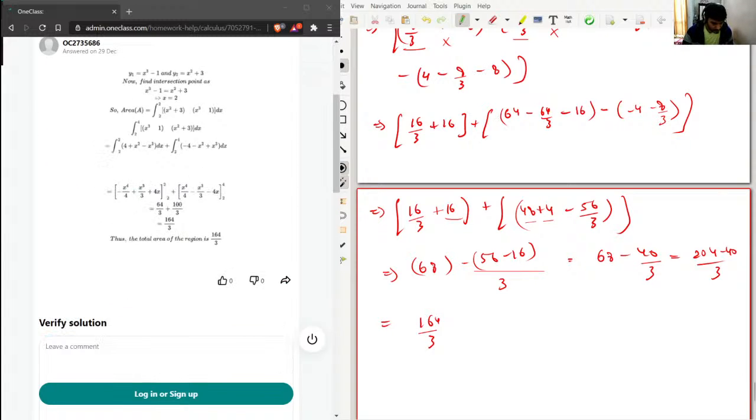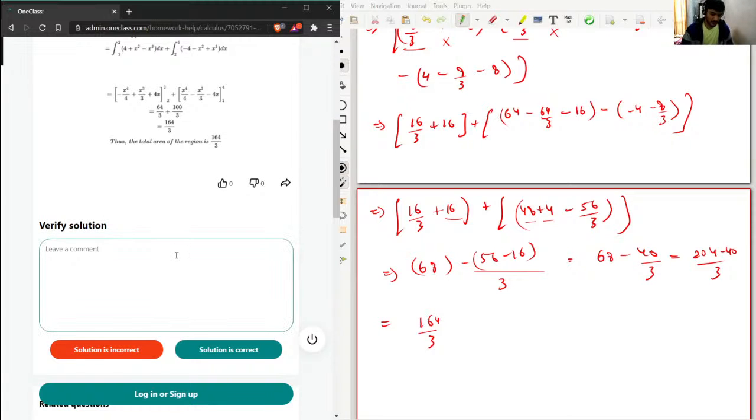So let's check the solution given here. The total area of the region is 164 over 3. So yeah, the solution given here is correct. Good work.